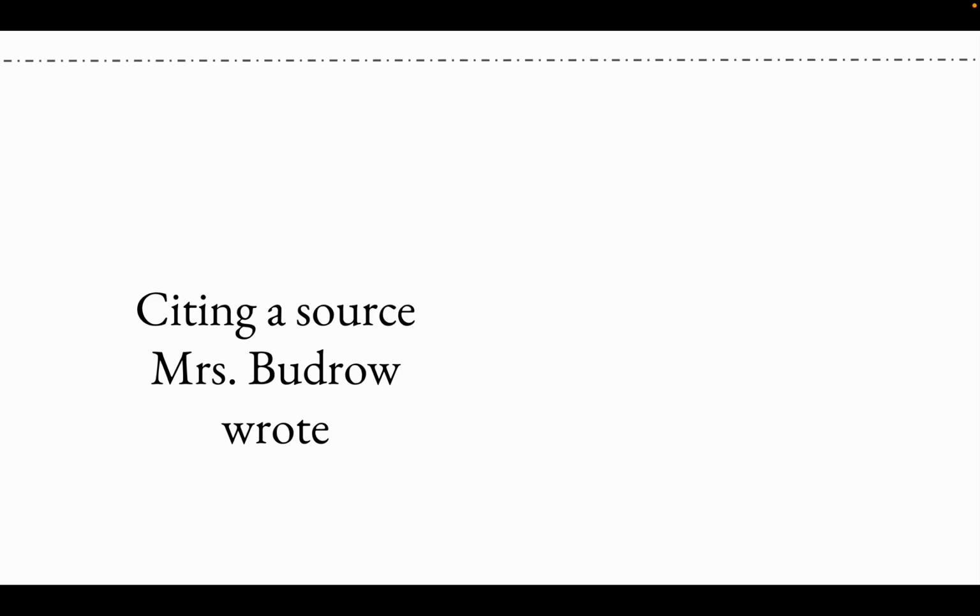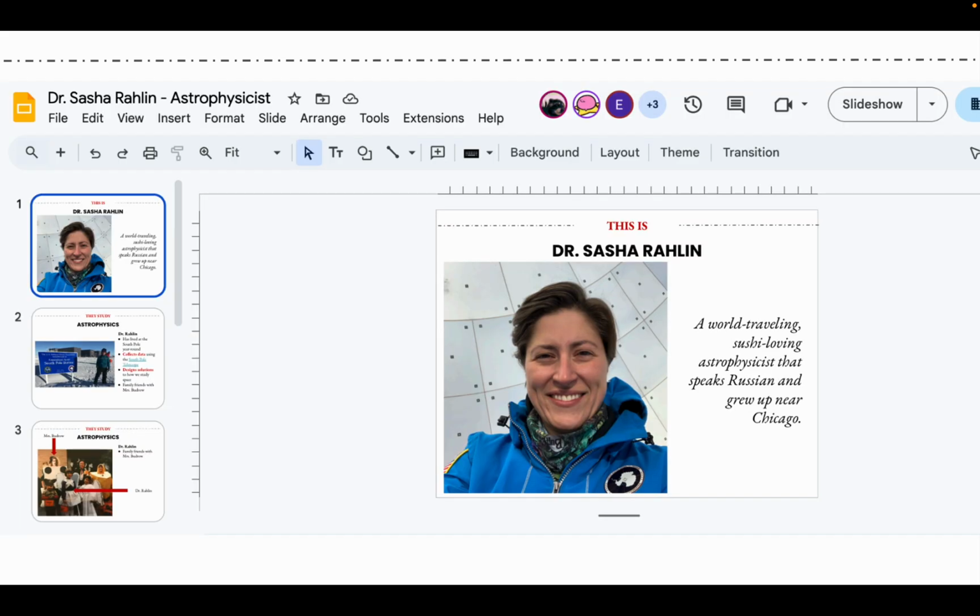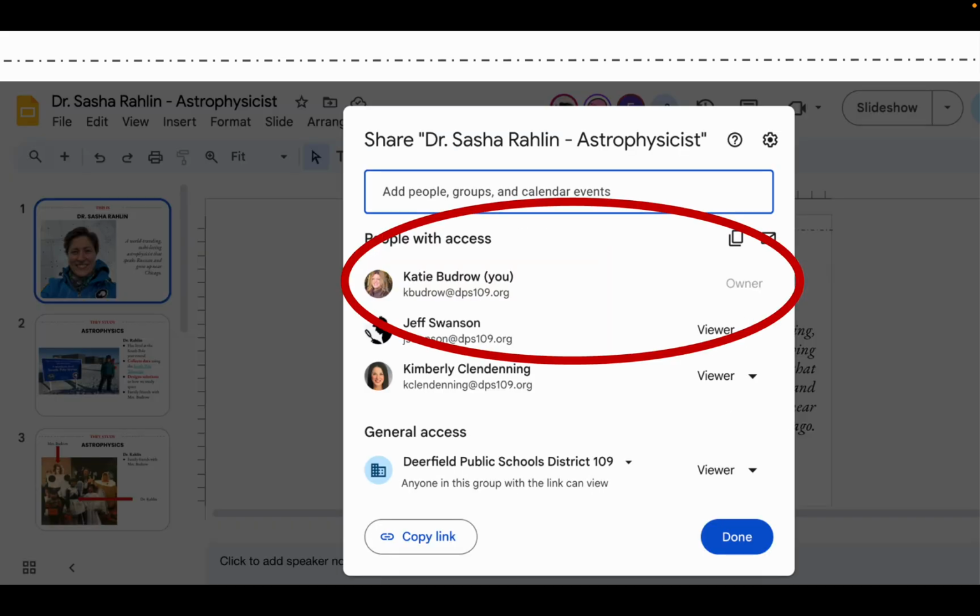All right, this is a little bit tricky because the first one I'm going to ask you to do is when you're citing a source that I wrote. Now, every single one of our scientist study things I created in some way, and you can know that because when you look at them, like this one for Dr. Sasha Rollin, I am the person that owns the document. Sometimes it says it's created by DPS 109 science teachers. That means I made it with other people that weren't just me. So you can credit DPS 109 science teachers, but for this one, you can consider me the author of this.